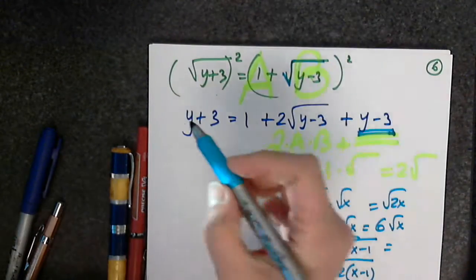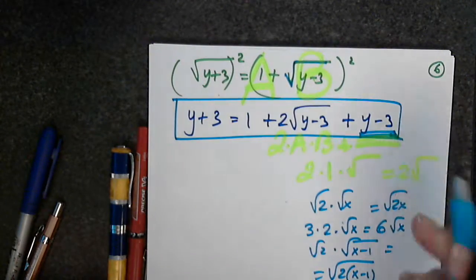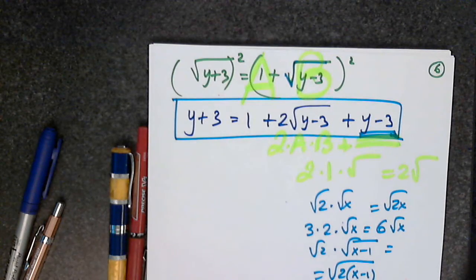Okay, so we are back to our equation. This is the equation now. It has only one radical. What would you recommend we do?